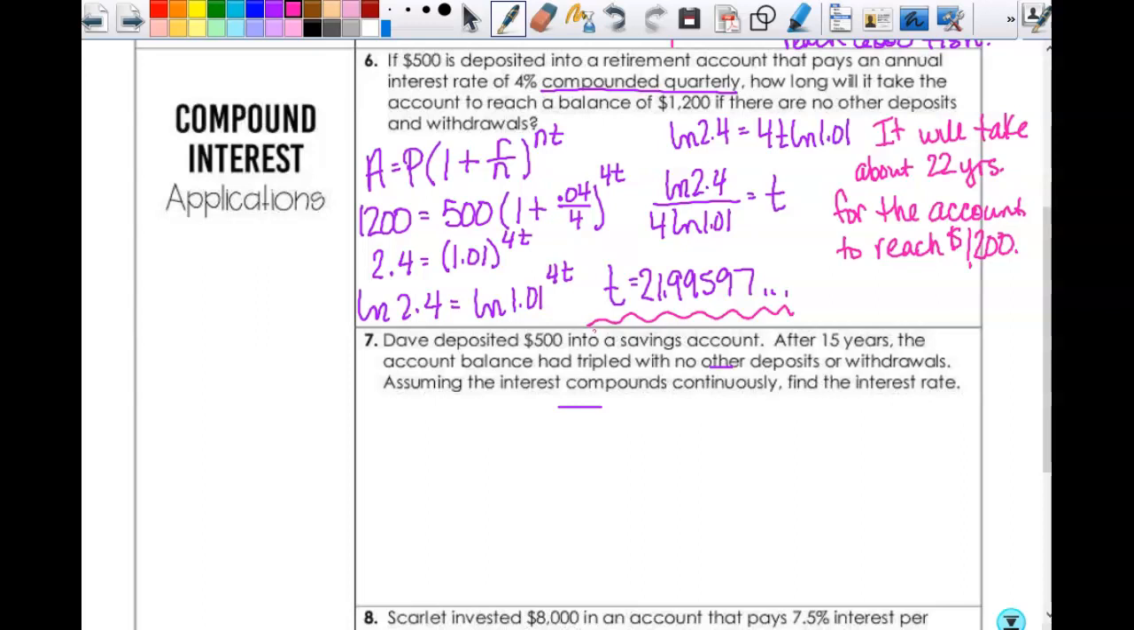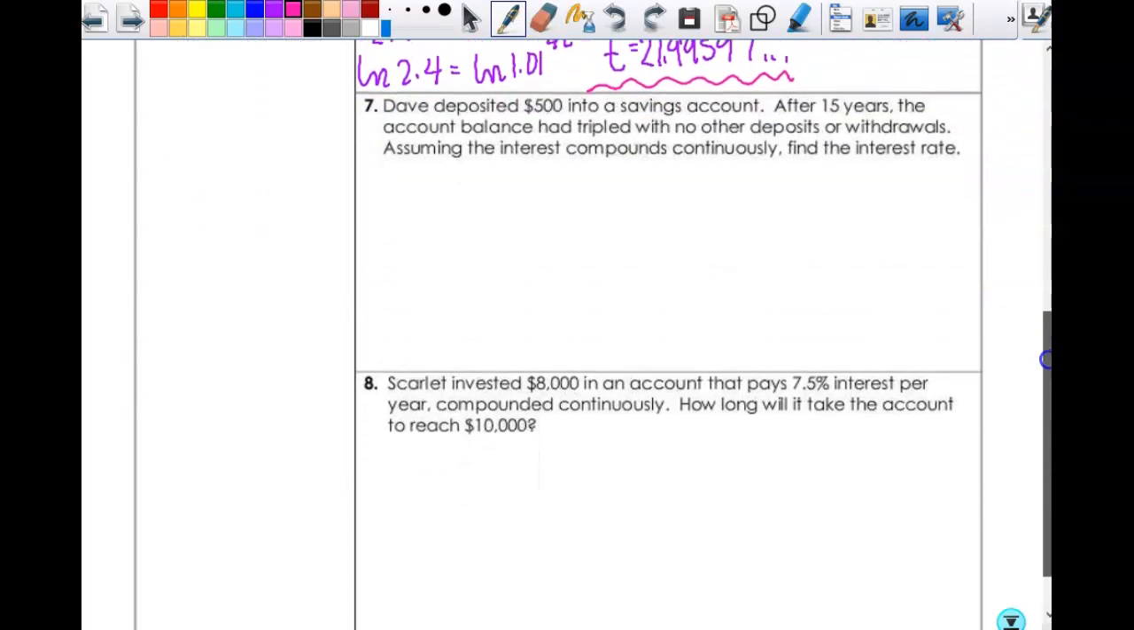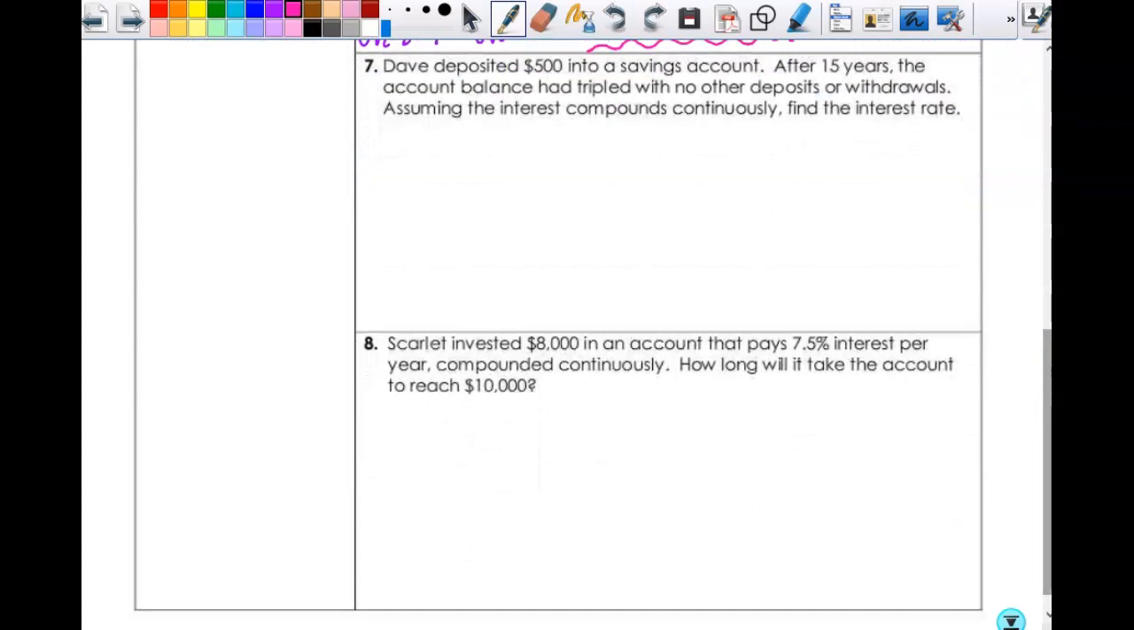All right. So let's get number 7 set up, and then I'll let you work it. It says Dave deposited $500 into a savings account. After 15 years, the account balance had tripled with no other deposits or withdrawals. Assuming the interest compounds continuously, find the interest rate. So compounded continuously means I use A equals what? Pert, P times e to the rt power. I'm looking for r, so I need to know everything else. What's A?